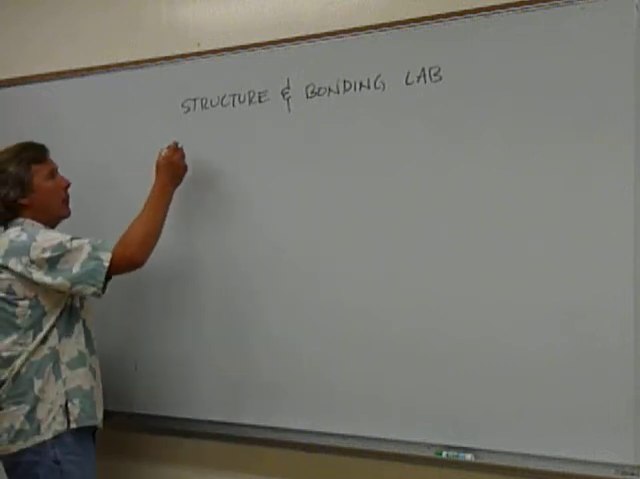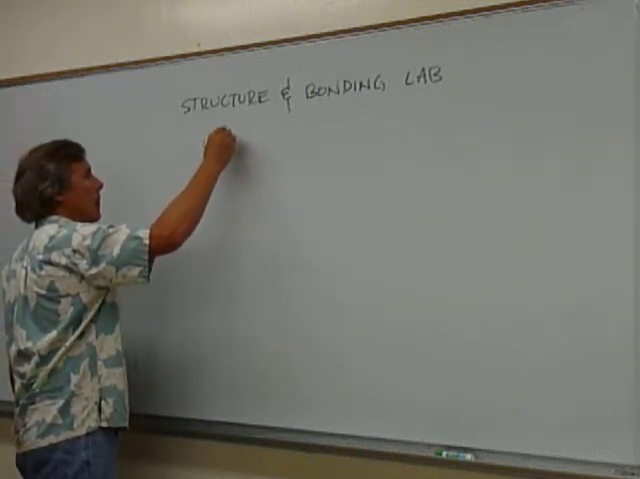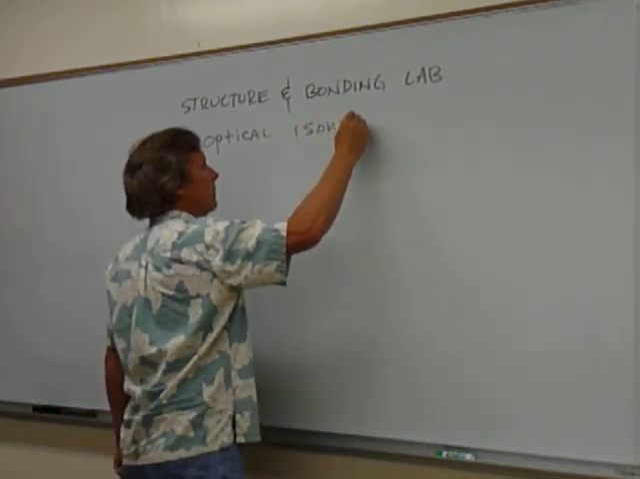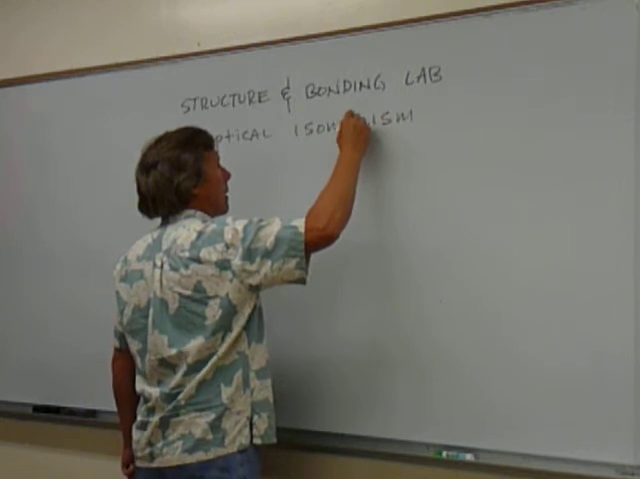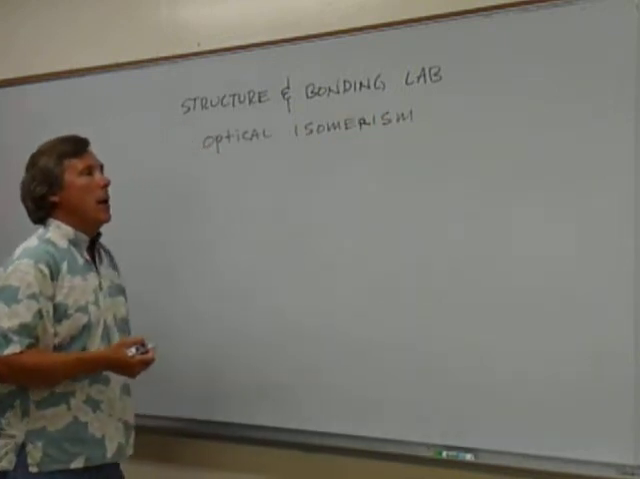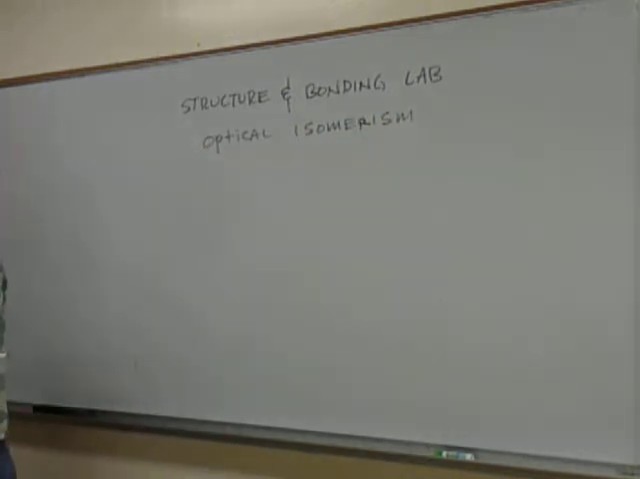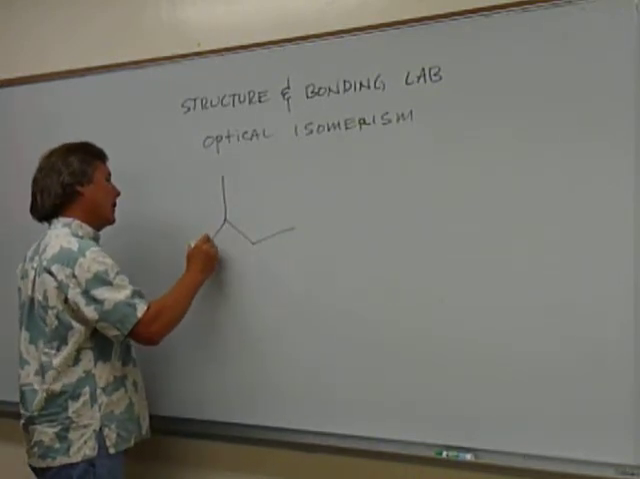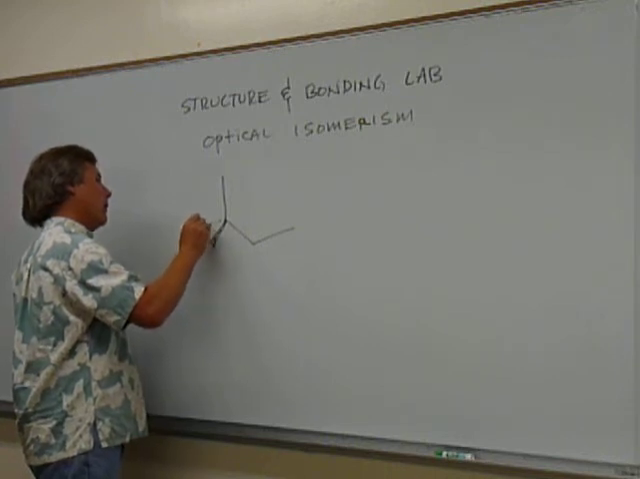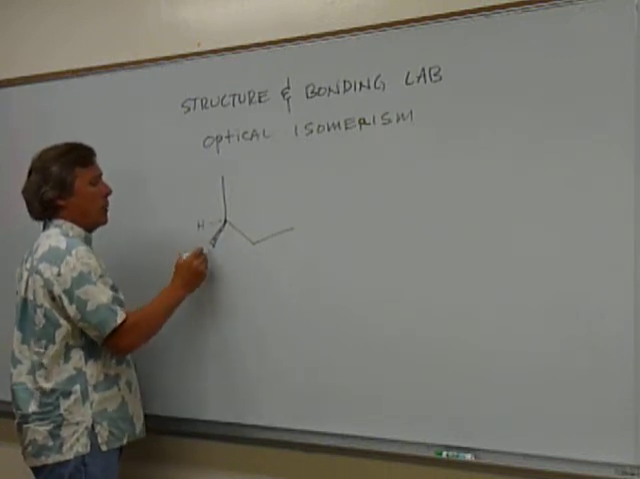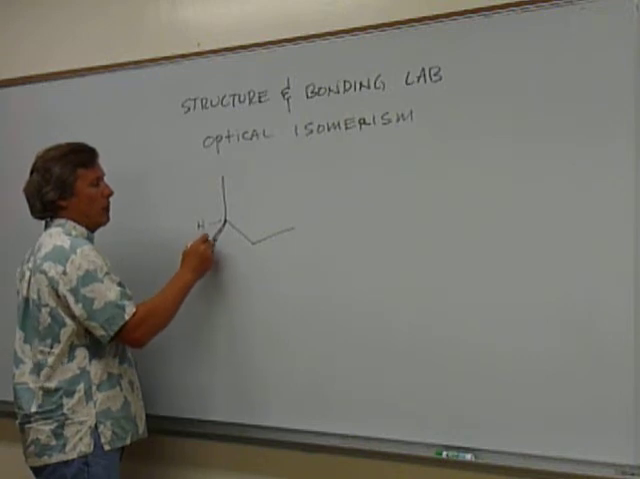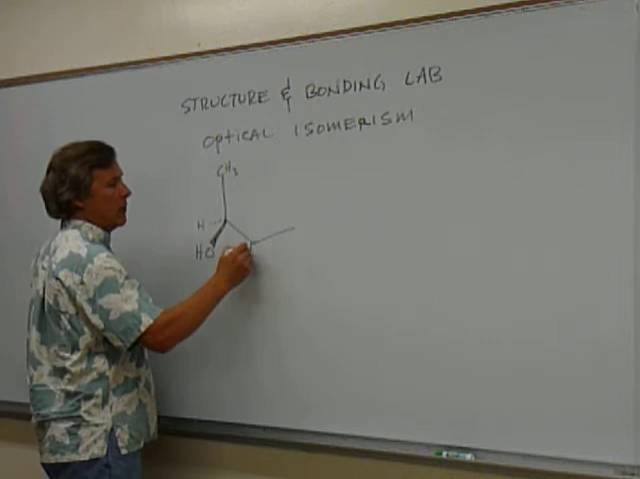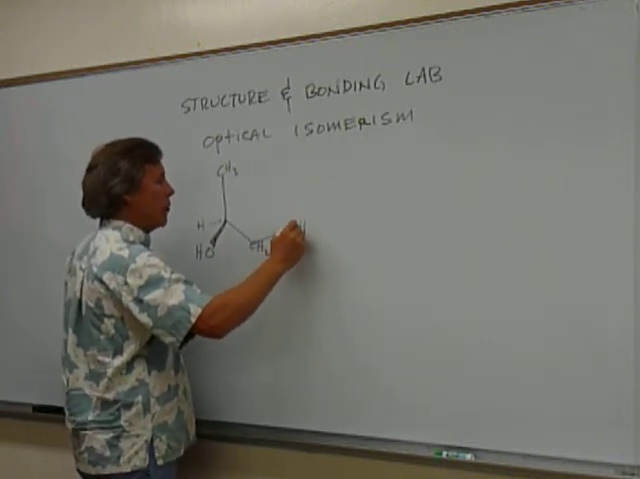Considered optical isomerism. And with optical isomerism, we have a carbon with 4 different groups attached. So when you look on your handout, if I have a hydrogen and a hydroxyl group, and a CH3, and on this end I have a CH2 and a CH3.